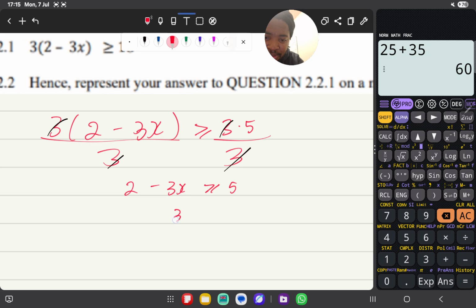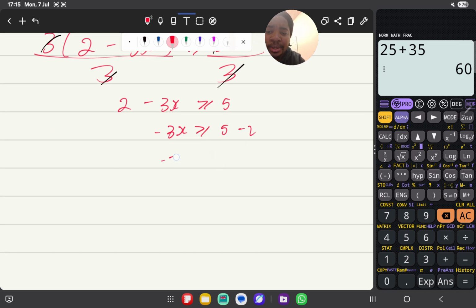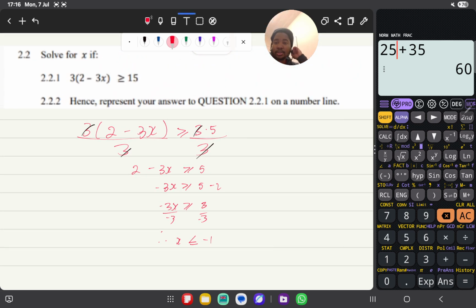You have minus 3x greater than or equal to 5 minus 2, that is 3. We divide by minus 3, and therefore x, remember the sign changes, is less than or equal to minus 1, right? So these people are saying that if we substitute any value equal to or smaller than minus 1, we're going to get a value greater than or equal to 15, right?